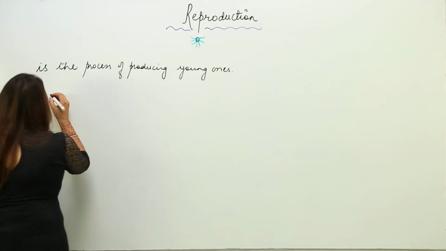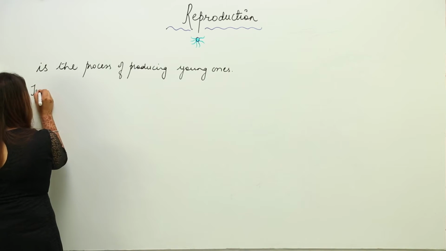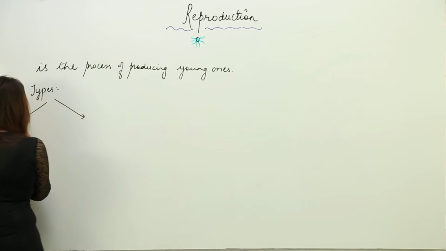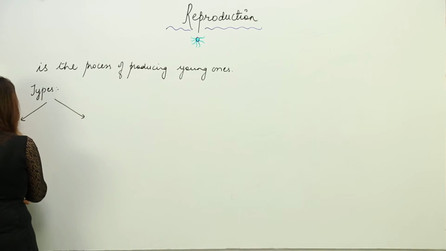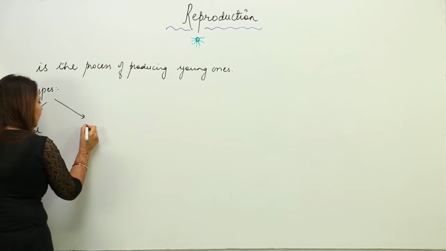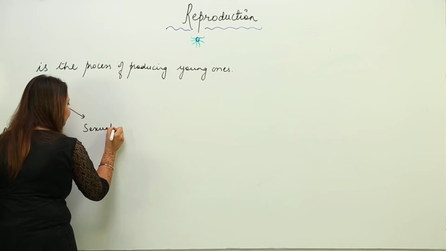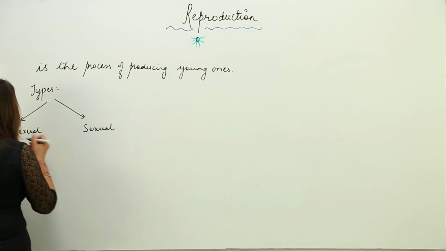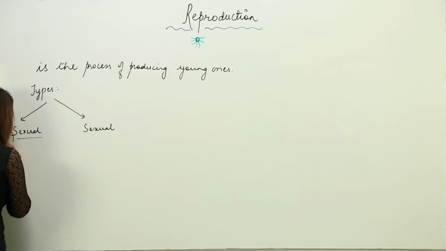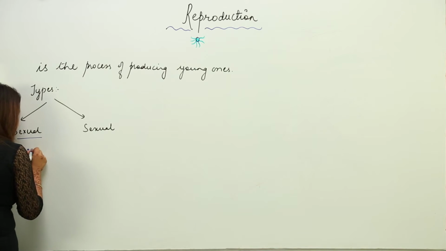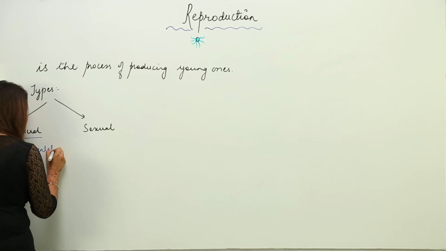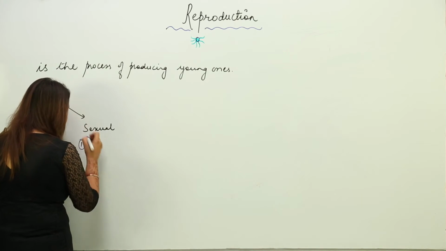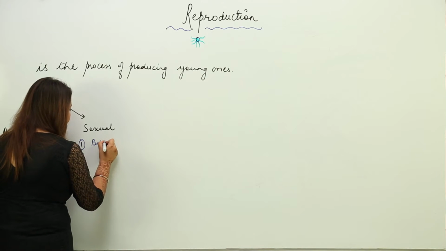Now actually we have two kinds of reproduction. One is asexual reproduction, the other is sexual reproduction. Now what is the difference between the two? Asexual reproduction is uniparental, that means only one parent is involved in it. But if we talk about sexual reproduction, it is biparental.